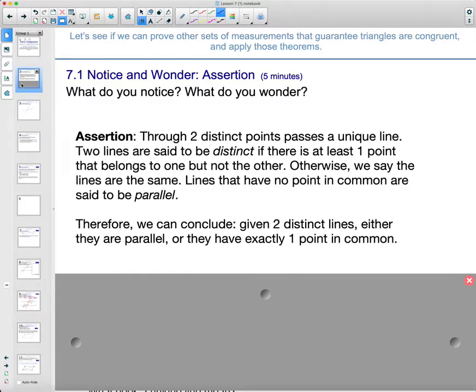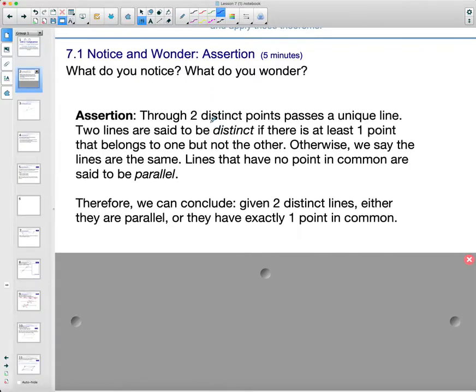So the assertion says through two distinct points passes a unique line. Two lines are said to be distinct if there is at least one point that belongs to one but not the other. Otherwise, we say the lines are the same. Lines that have no point in common are said to be parallel. Therefore, we can conclude, given two distinct lines, either they are parallel or they have exactly one point in common.